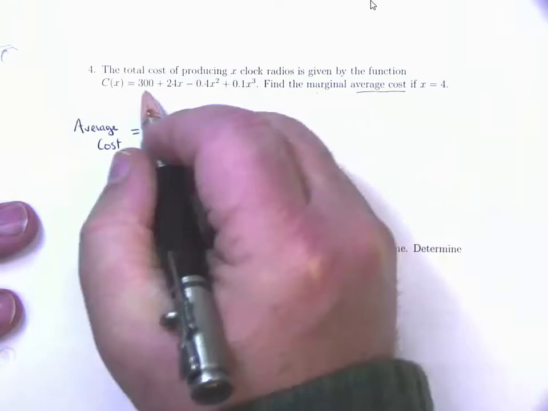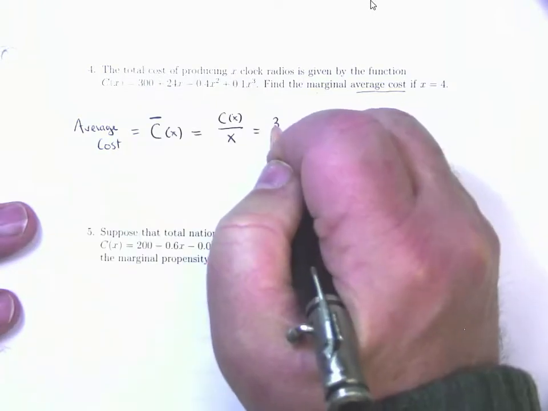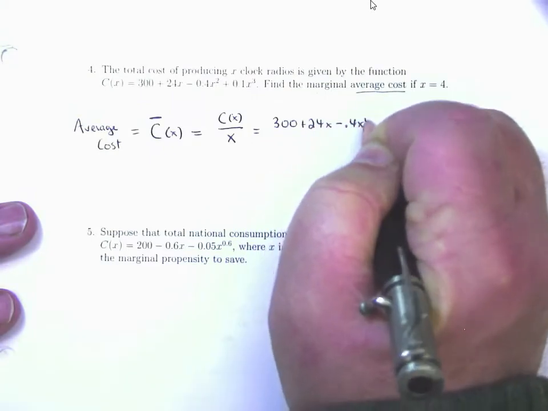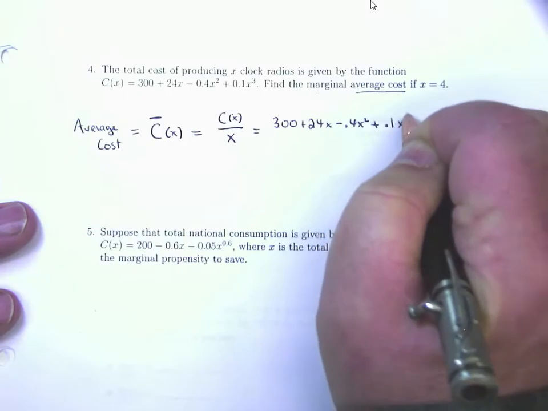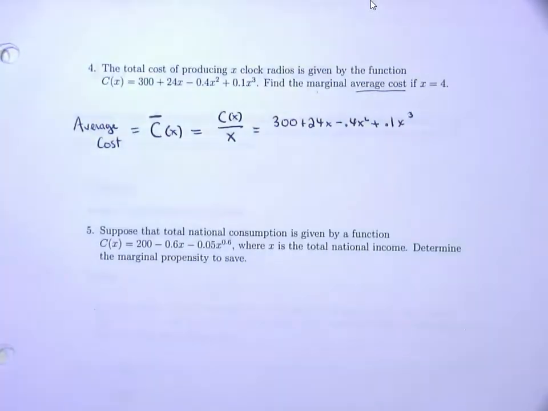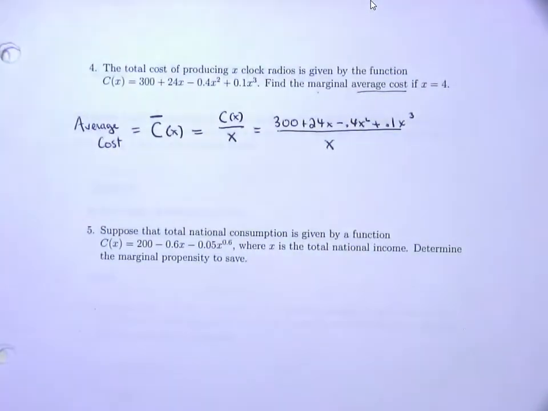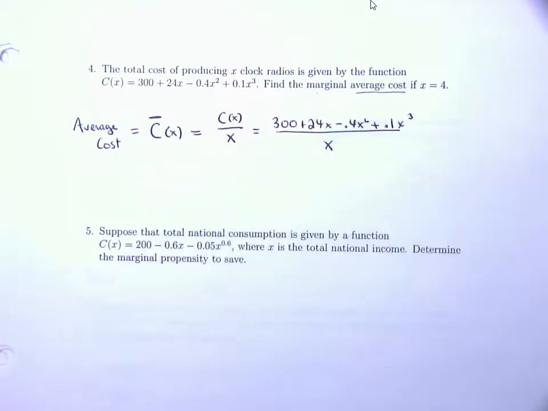So this would be equal to, okay, this is your cost: 300 plus 24x minus 0.4x squared plus 0.1x cubed, divided by x. That's good to go as the average cost equation, but I'm after the marginal, which means I need to take the derivative of this, which means before I can take a derivative, I've got to clean this up. Since we are dividing by a single term, I'm going to take that single term and put it under each term in the numerator, and then clean that up.